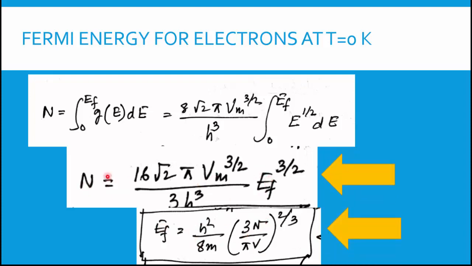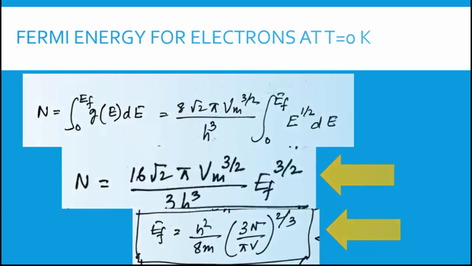Either you write it in this form, N is equal to some constant times EF to the power of 3/2, or you can write it as EF equal to h square by 8m times (3N by pi V) to the power of 2/3. h is Planck's constant, m is the mass of the electron, N is the total number of electrons, and V is the volume.